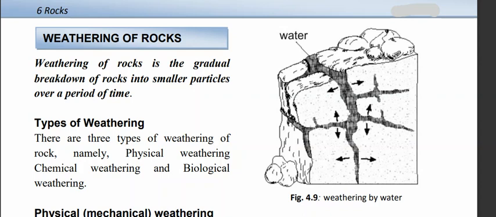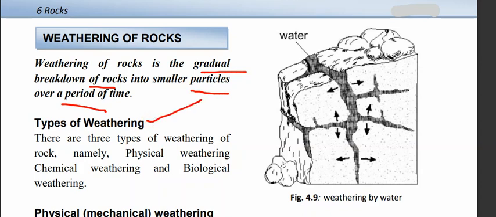This is a continuation of our rocks lecture series. Today we are looking at weathering of rocks. What is weathering of rocks? Weathering of rocks is the gradual breakdown of rocks into smaller particles over a period of time. So when there are rocks and over a period of time they break down, that is weathering.